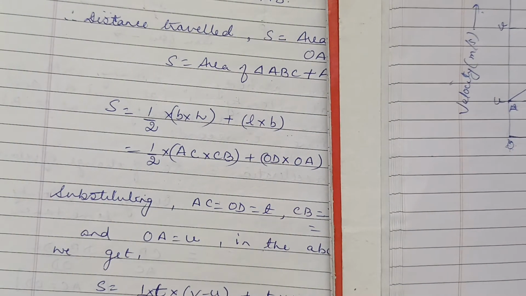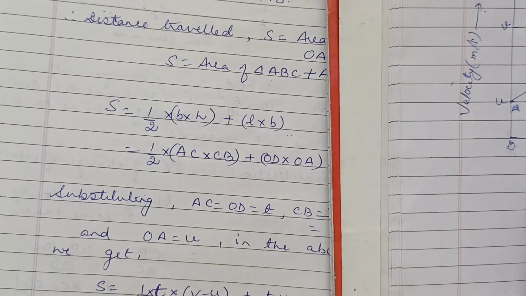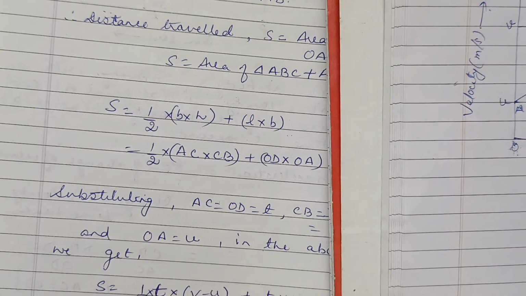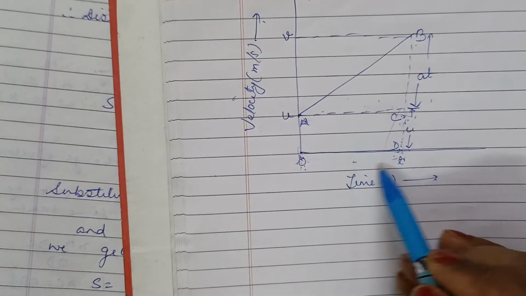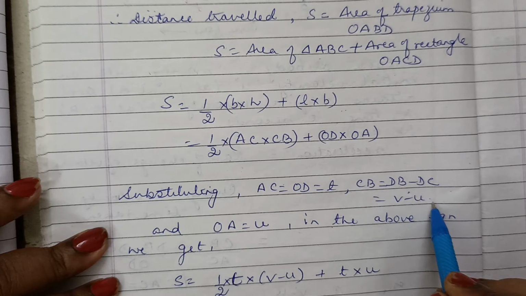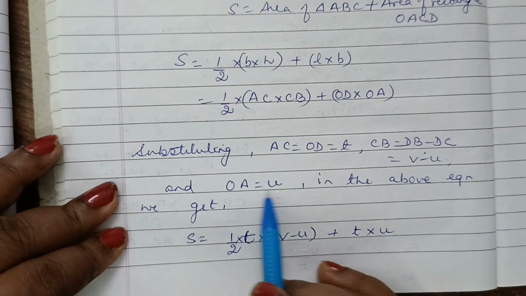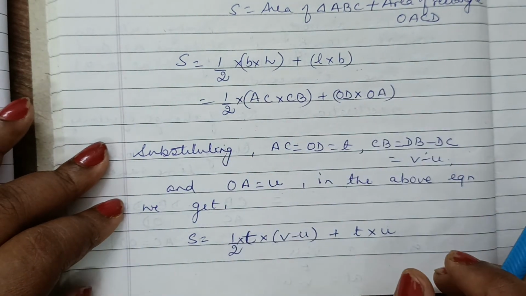So AC is equal to OD. So OD into OA we have written. Now we know that AC equals to OD equals to T, isn't it? What is this? AC equals to OD equals to T. Okay, and CB is equal to DB minus DC, that is V minus U, and OA equals to U in the above equation. We will just put these values in the above equation.